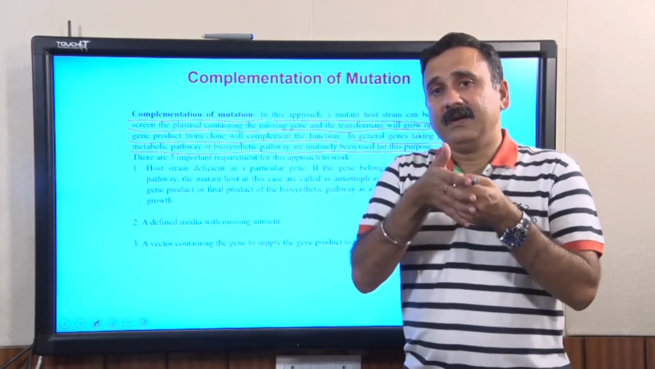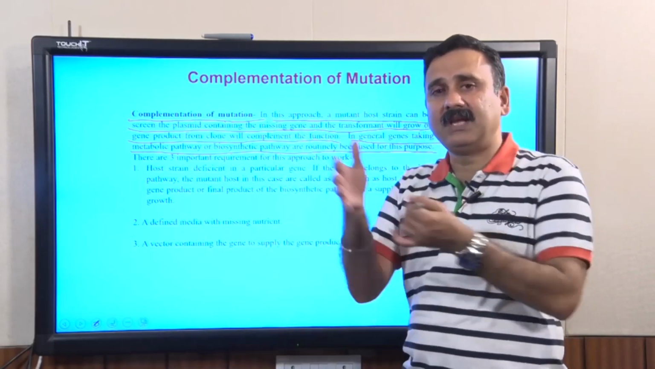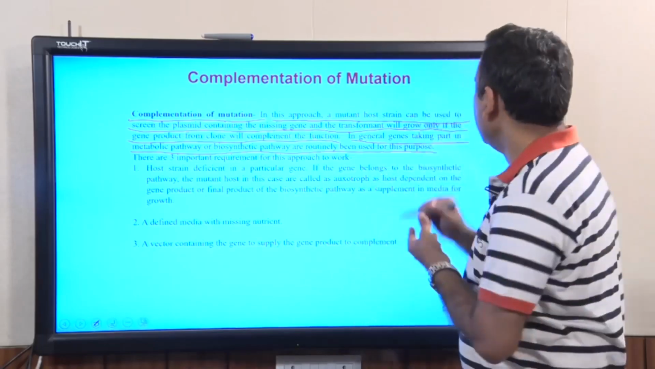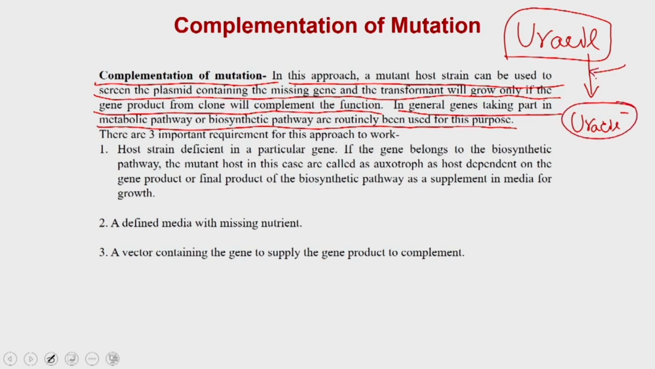So, the host strain will grow on the normal medium which contains that particular essential item. For example, if some of the genes of the uracil biosynthesis pathway are mutated in the host strain, then this host will not grow on uracil minus medium as long as you do not supply the uracil synthesizing gene through the vector.